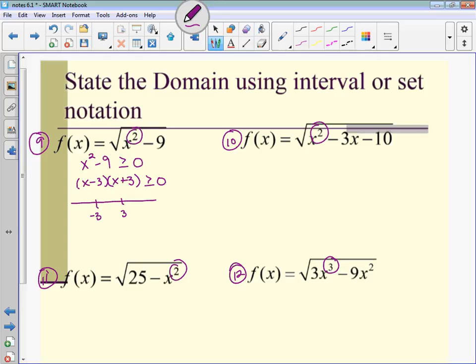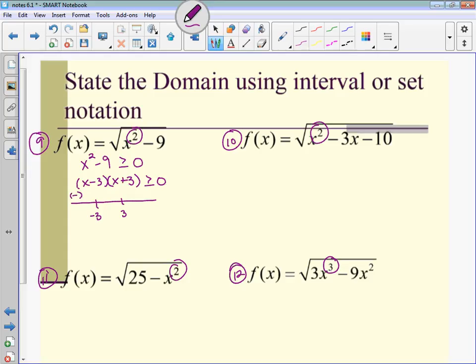So if you pick a value left of negative 3, what's a number over here? Negative 4. Where you plug this in is into the factored form. So what is negative 4 minus 3? Negative 7? Okay, so definitely a negative number, right?